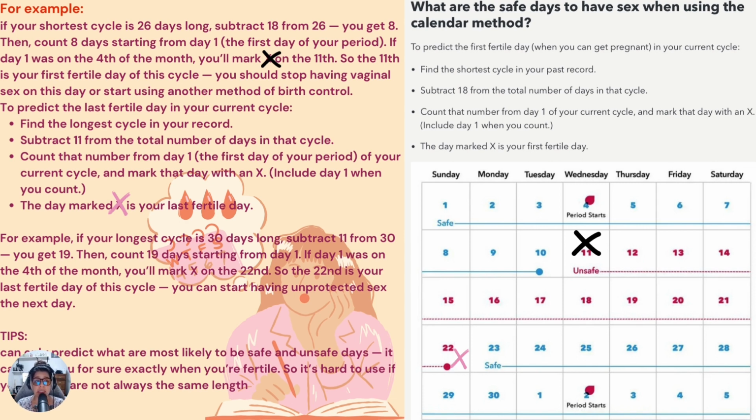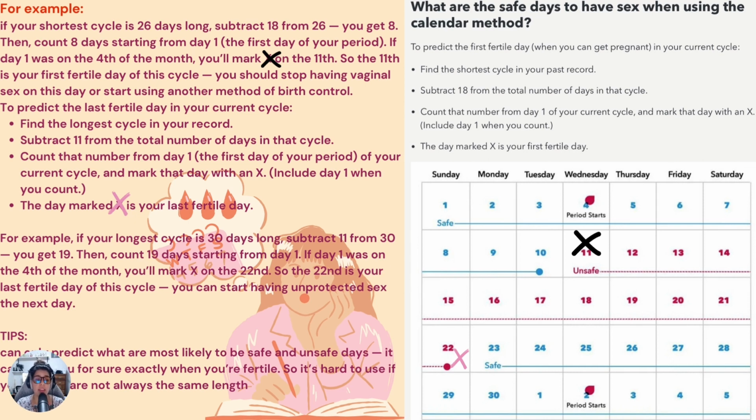To predict the last day of your current cycle, like this period is starting, you're within this month, the way you find out your last day of this cycle is you find the longest cycle in your whole entire record, because you know you've got to do it for 6 months. You subtract 11 from the total number of days in that cycle. Count that number of days from day 1, the first day of your current cycle, including day 1 when you count, and mark that day with an X. That's your last day of your fertile days.